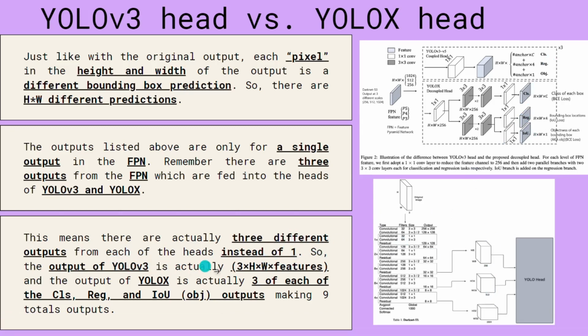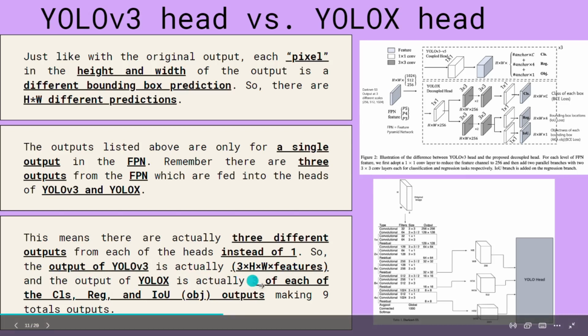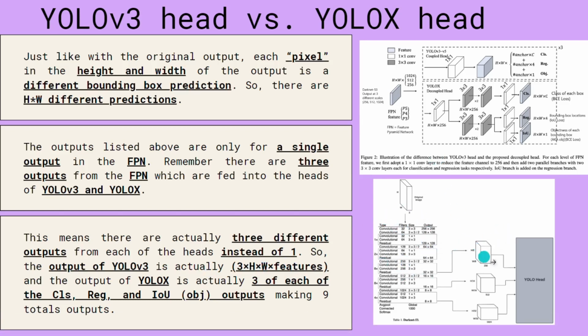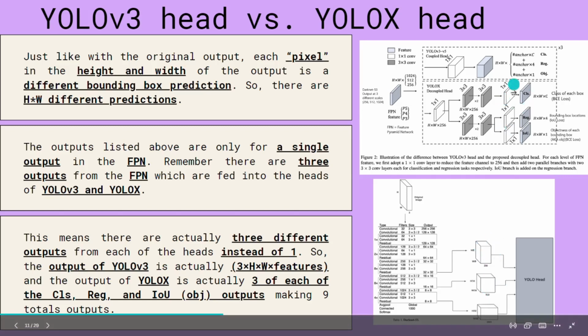So the output of YOLO v3 is actually 3 multiplied by height multiplied by width multiplied by number of features. And the output of YOLOX is actually 3 of each of the class, regression, and IOU outputs, making 9 total outputs. So we have 3 multiplied by height multiplied by W multiplied by features as the output from the actual YOLO v3. And each of these is going to have 3 different outputs. So we're going to have 9 total outputs in the case of YOLOX.